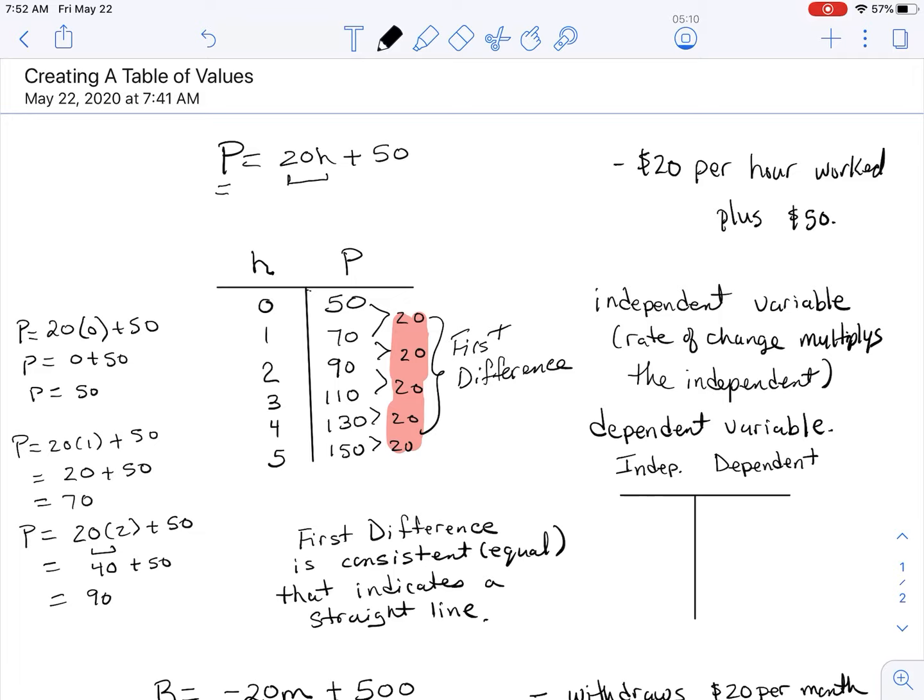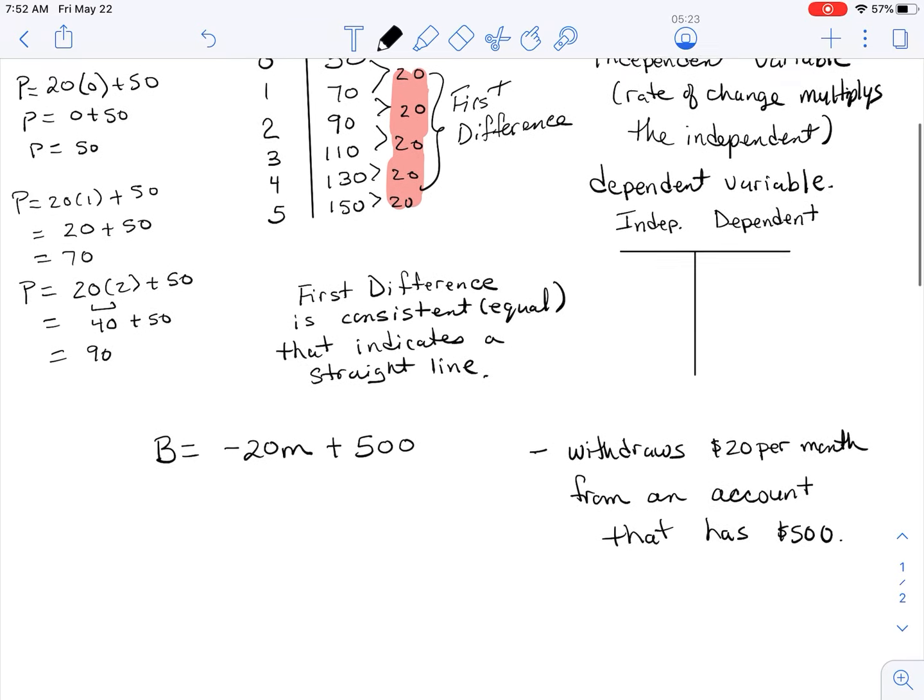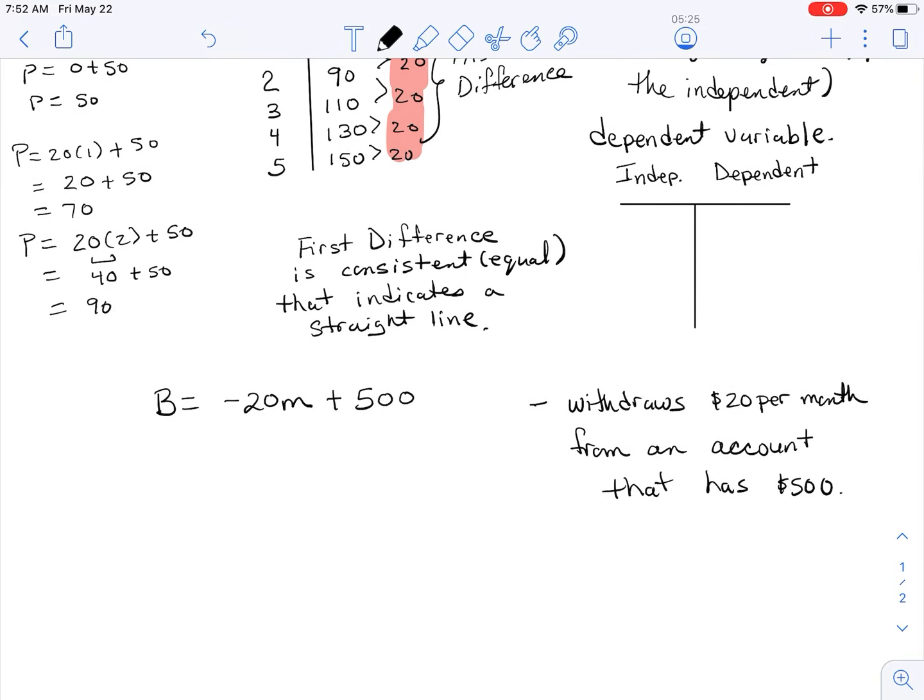One way you can look at that is that in a line, you're always doing the same thing. So here, we're always adding $20 every time our hours increase. So there's a table of values. In the next video, I'm going to show you how to graph that. So let's look at one more. Let's look at one that's going to be negative.